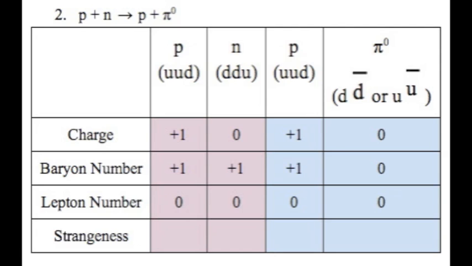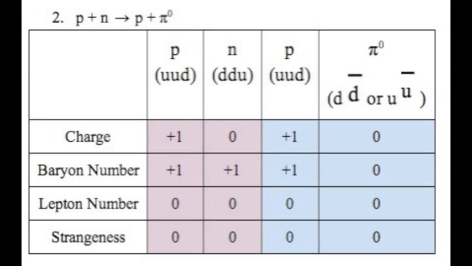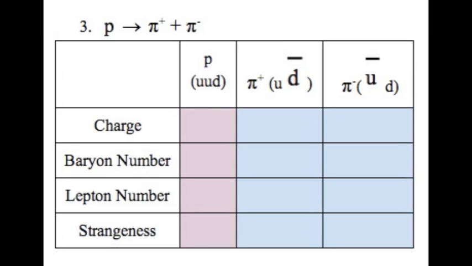So for lepton number, none of these are leptons, so they're all 0, so lepton number is conserved. For strangeness, none of these have a strange or anti-strange quark, so they all have a strangeness value of 0, so the strangeness is conserved. However, since baryon number was not conserved, this reaction is not viable. Now let's look at number 3.